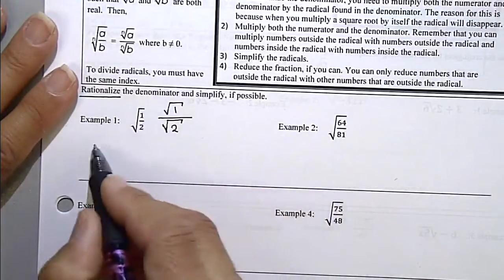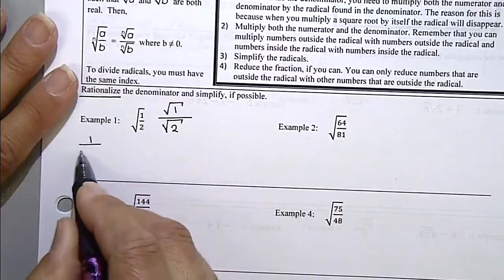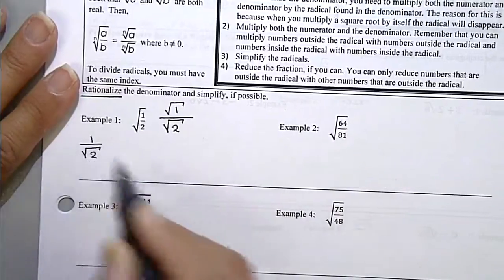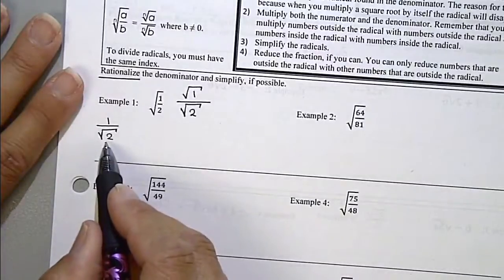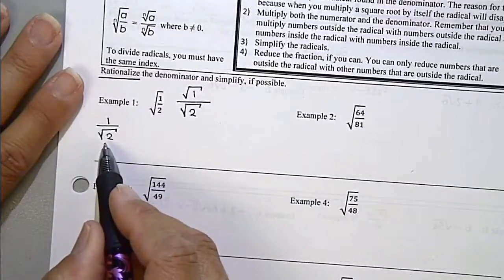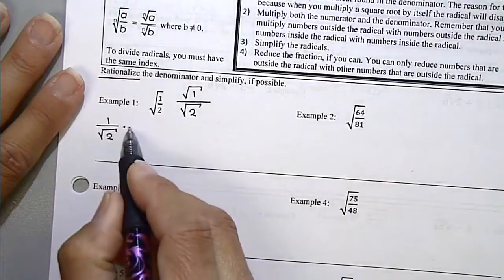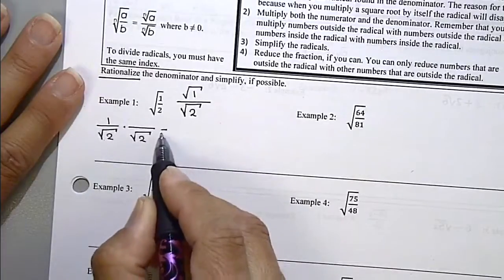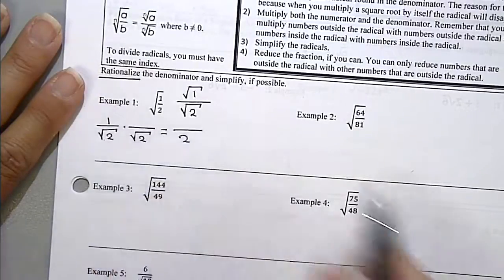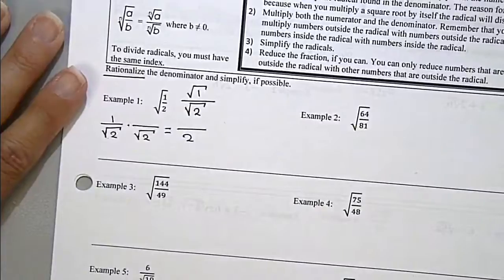So I'm going to come down here. I'm going to go, okay, this is really 1 over the square root of 2. But I still can't leave it like that. It has a radical in the denominator. To get rid of a square root, you multiply it by itself. Do you understand that? If I multiplied the square root of 2 times the square root of 2, I would simply get the number 2. Square root of 2 times the square root of 2 is 2.